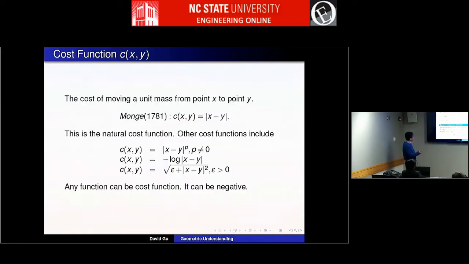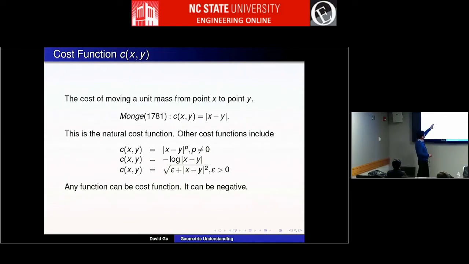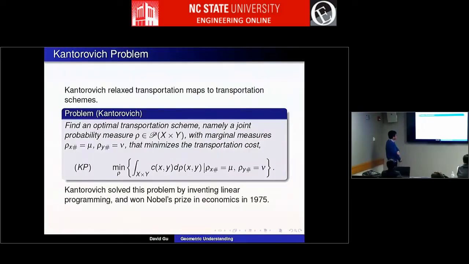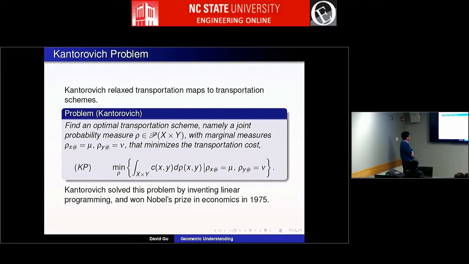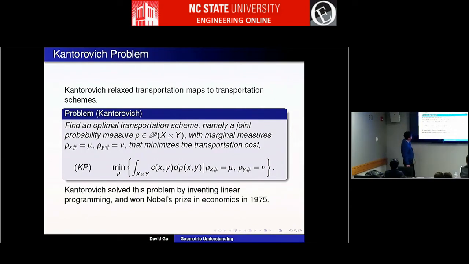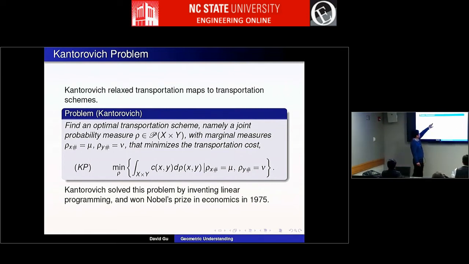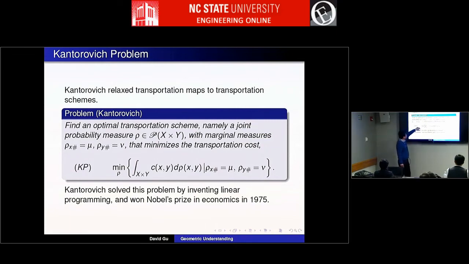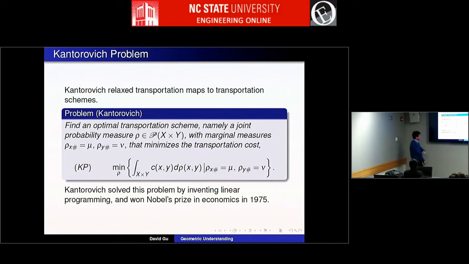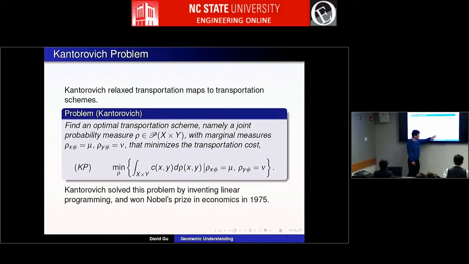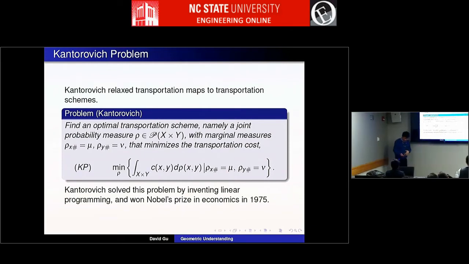Monge raised this problem in the 18th century, and it was solved by Kantorovich in the 1950s, I think. Kantorovich relaxed the transportation map to something called a transportation plan, or transportation scheme. He defined a joint probability rho whose marginals equal mu and nu. Then we try to minimize this functional, and this becomes a linear problem. So Kantorovich invented linear programming, and he got a Nobel Prize in economics in 1975 by solving the Monge problem.